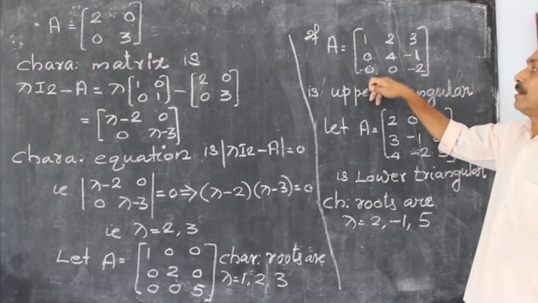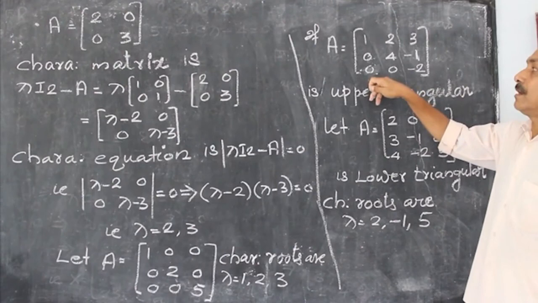For the upper triangular and lower triangular matrices, the eigenvalues, the characteristic roots, are as for a diagonal matrix: the diagonal elements. In the same manner, if the matrix is triangular, upper or lower, the eigenvalues are the diagonal elements. Here lambda is equal to 1, 4, minus 2. For the lower triangular matrix, the characteristic roots are 2, minus 1, 5.